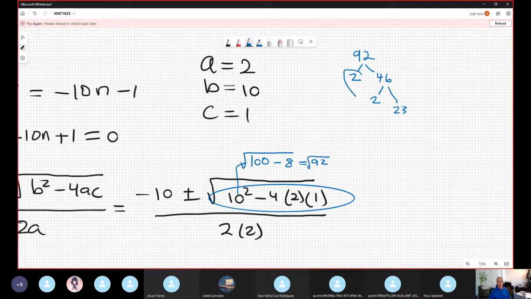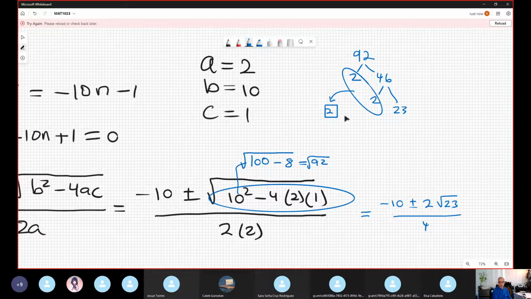But at least I know a pair of 2s, and this pair can go outside the radical like I want to. And so far, my answer is minus 10 plus or minus, no i, because we have no negative inside the radical. Both are real. Of course, it's irrational, because it's the square root of the prime number 23, no? It's 2 radical 23 divided by 4.